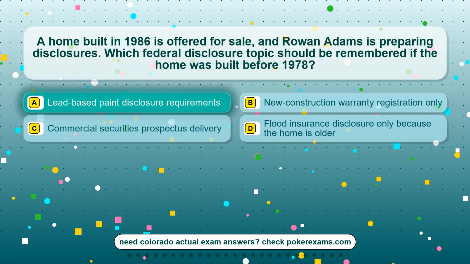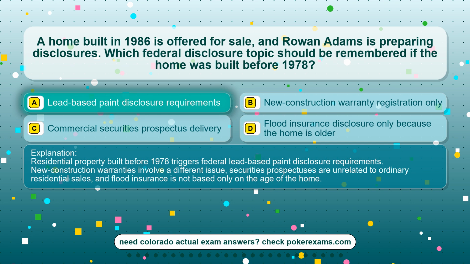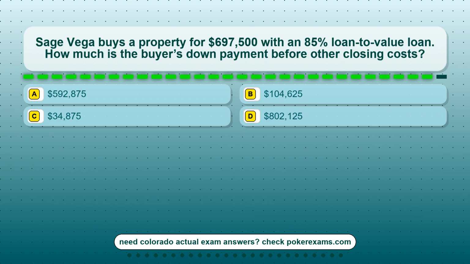The correct answer is option A, LEED-based paint disclosure requirements. Residential property built before 1978 triggers federal LEED-based paint disclosure requirements. New construction warranties involve a different issue. Securities prospectuses are unrelated to ordinary residential sales, and flood insurance is not based only on the age of the home.